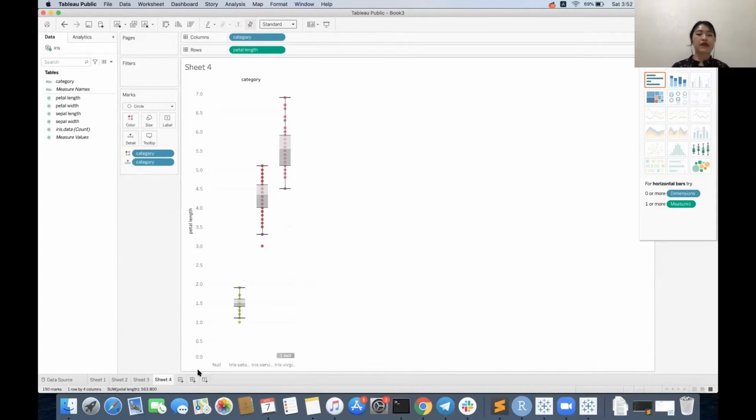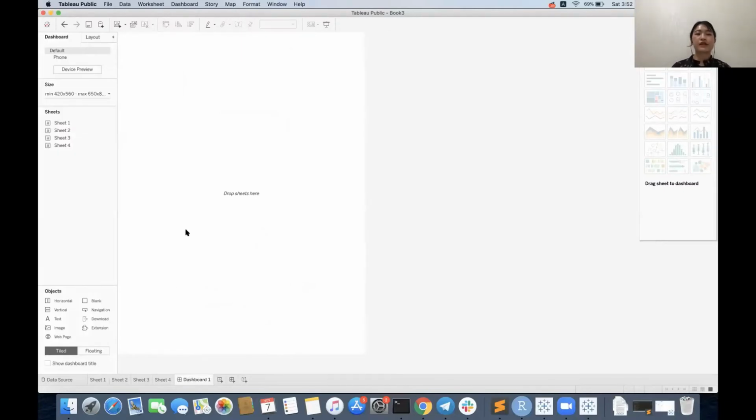So after we complete all the plots in worksheet, we can just put all of the charts into the dashboard. So just click the dashboard.